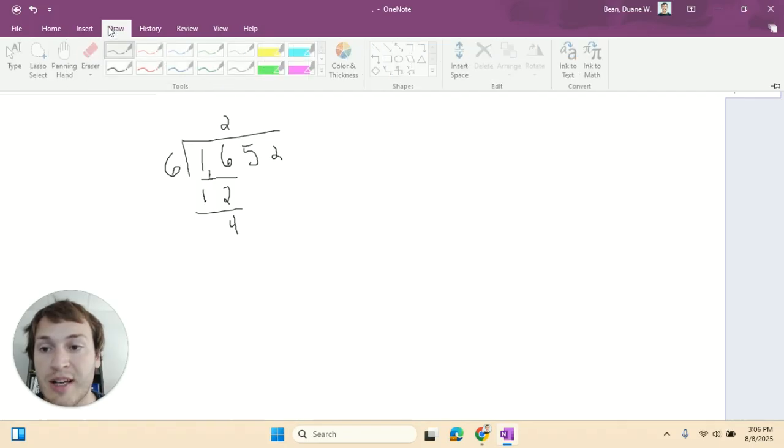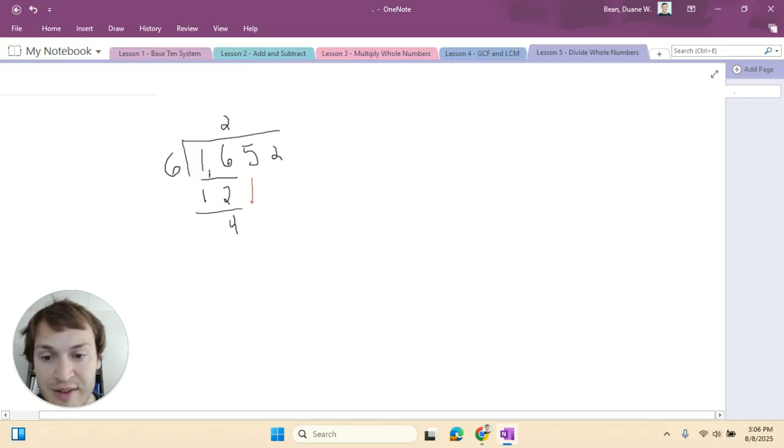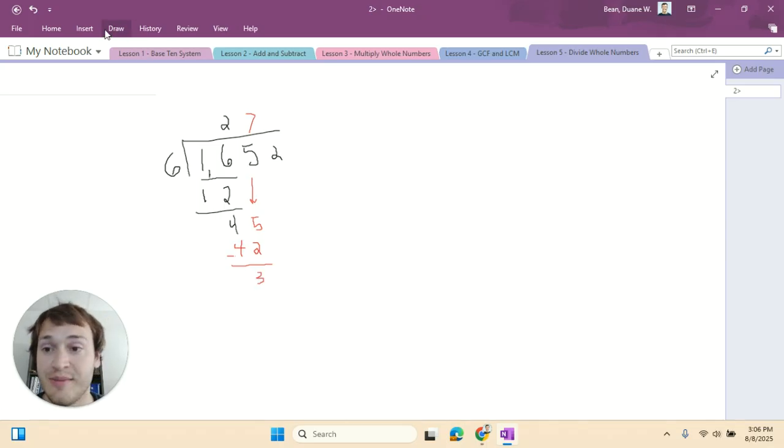Right? So now we're going to bring down our 5. And now we got 45. How many times does 6 go into 45? Let me guess. 7, is it? I think it's 7. 7 times 6 is 42. And then we're left with 3. 3 is less than 6, but bigger than 0, so we are good.